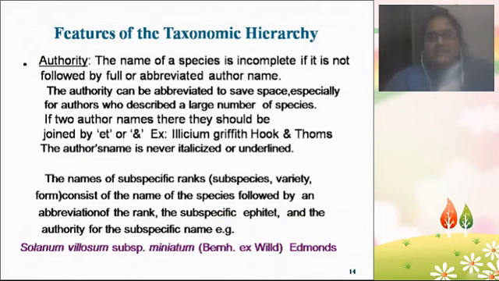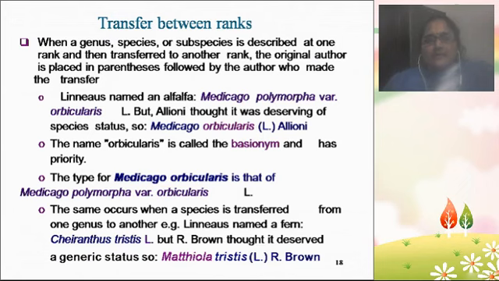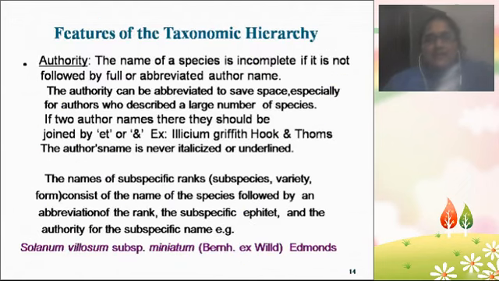Features of the taxonomic hierarchy: level by level, that is known as hierarchy. In the taxonomy slide, kingdom, division, class, order, subfamily, all of these are called taxa. Okay, and that is the taxonomic hierarchy. And if we see the taxonomic hierarchy, there is one word known as the authority.